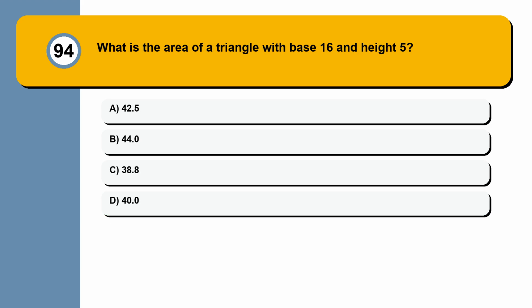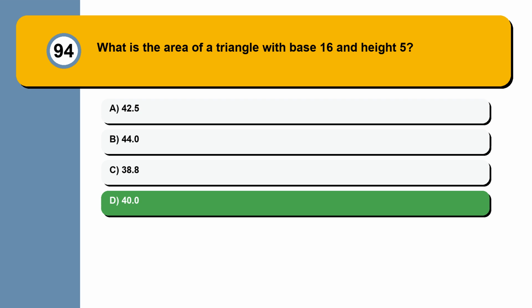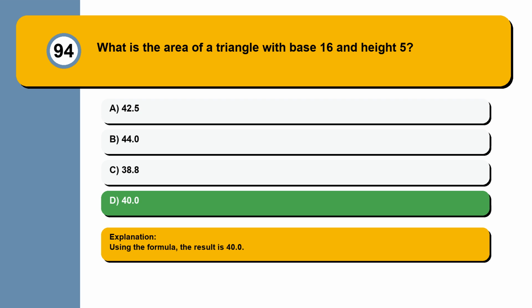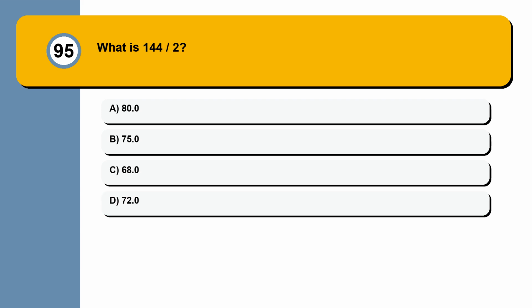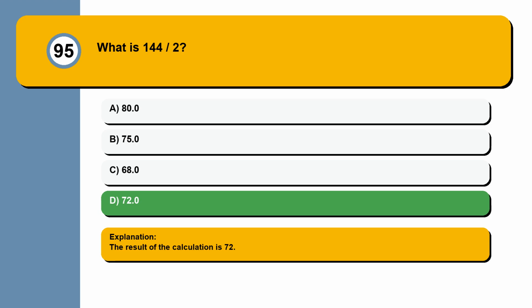Question 94. What is the area of a triangle with base 16 and height 5? 42.5, 44.0, 38.8, 40.0. Using the formula, the result is 40.0. Question 95. What is 144/2? 80.0, 75.0, 68.0, 72.0. The result of the calculation is 72.